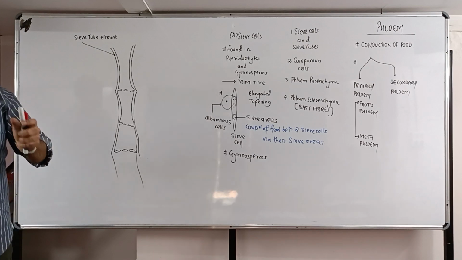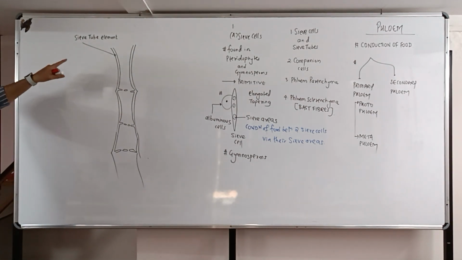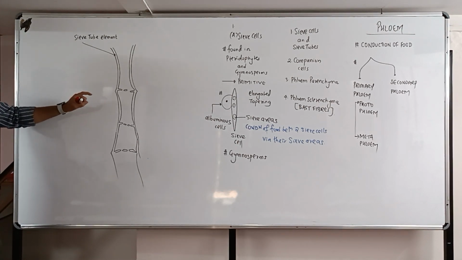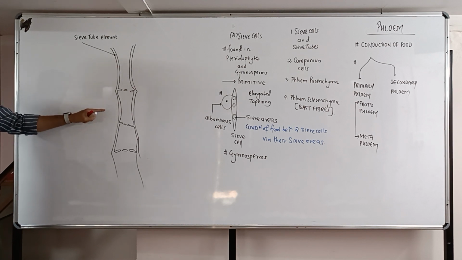In yesterday's lecture, many xylem tracheary elements fuse to form one trachea or continuous vessel. So what is the statement here? Many sieve tube elements fuse, resulting in the formation of a sieve tube. Sieve tube elements fuse to form a sieve tube.